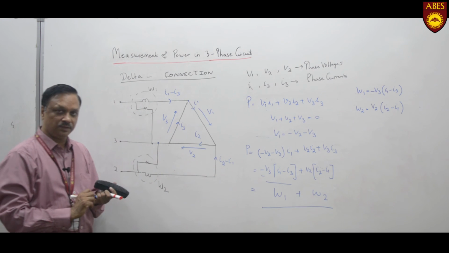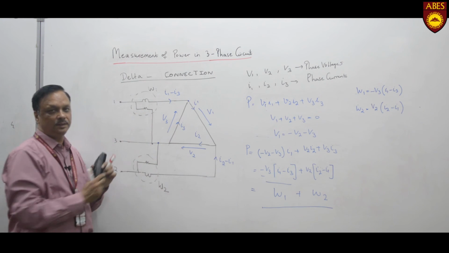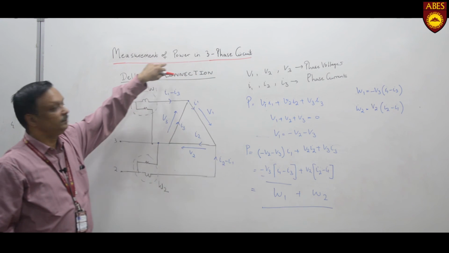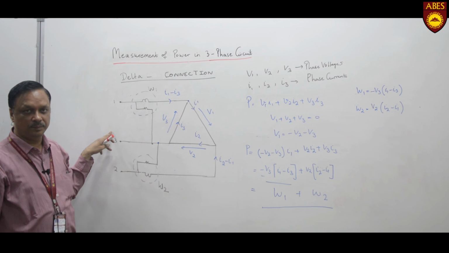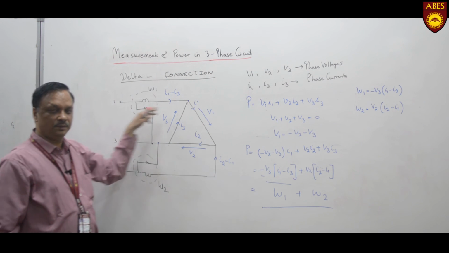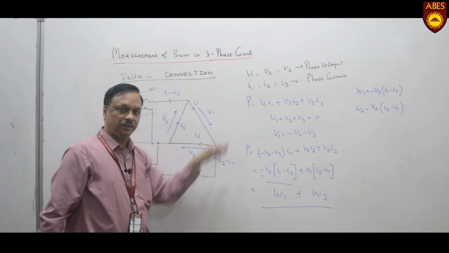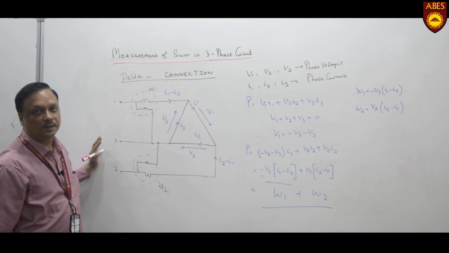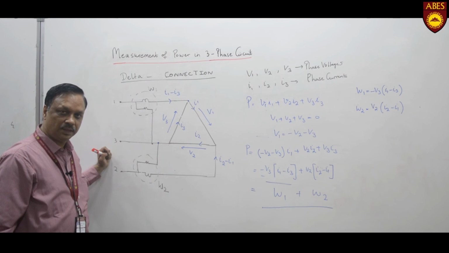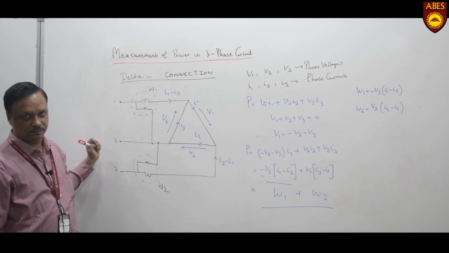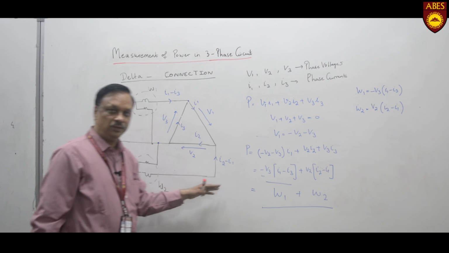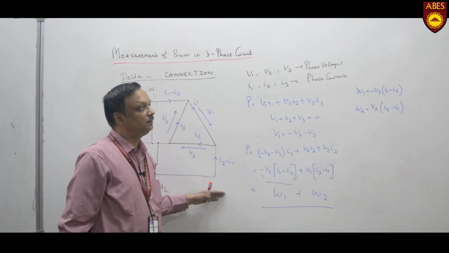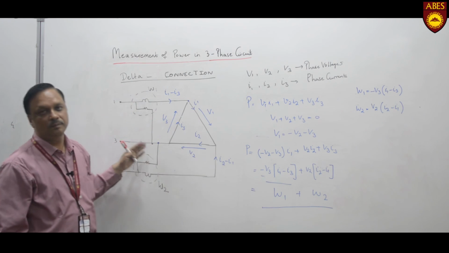So be it star or delta, the power can be measured using only 2 wattmeters as compared to 3 as well as 1 wattmeter. The advantage is that this 2 wattmeter method is applicable to both balanced as well as unbalanced systems. So this is considered a universal one and it is applicable for any circuit which has 3 phases.